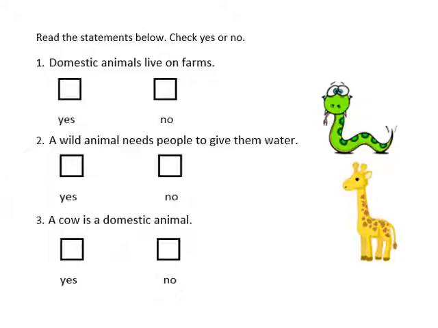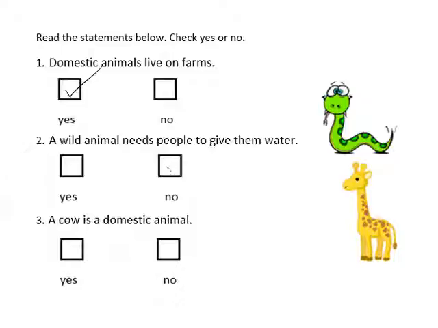Read the statements below. Check yes or no. Number 1, please read it for me, Hussein. Domestic animals live on farms. Yes or no? Yes. Number 2, Zahrat Sabra. A wild animal needs people to give them water. Excellent. Yes or no? No.